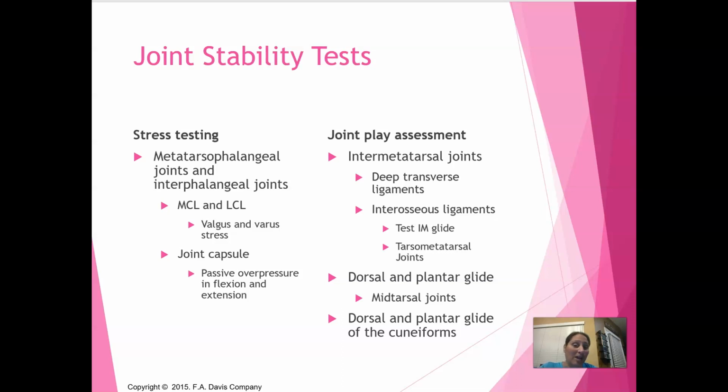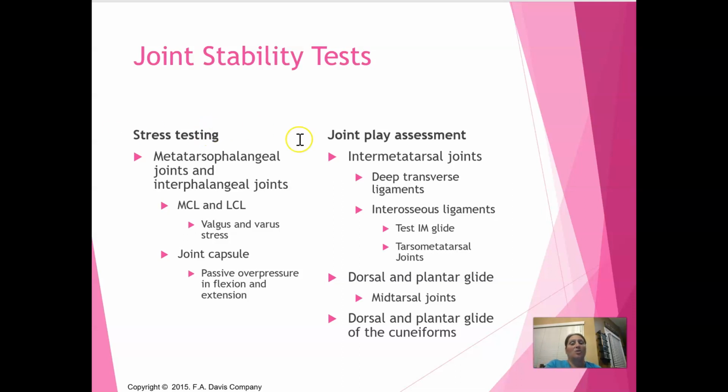Hopefully you guys remember valgus and varus stress test. So valgus, there's that L in there. Valgus stress test is putting lateral pressure and assessing the medial aspect, whereas varus is the exact opposite.